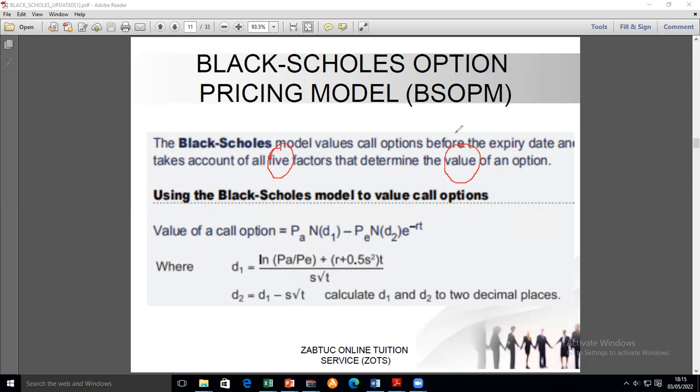So the value of the call option is given by that formula there. What do these items stand for? So predominantly there's the D1 and the D2. So we need to break down the D1 and the D2. These are the first 2 key variables, D1 and D2. And after D1 and D2, then the rest are here.